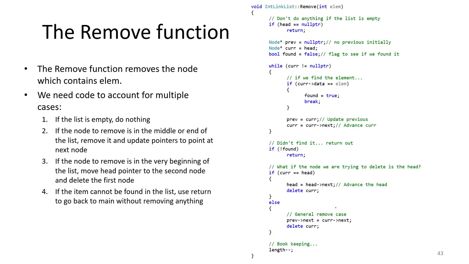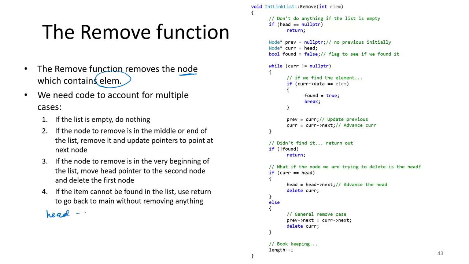Finally, let's look at one last example. The remove function is really interesting because depending on what we're trying to remove, we need to account for some edge cases. If you look back at our int linked list declaration, the remove function is supposed to remove whatever node in our list contains element. So we'll get some argument in our linked list.